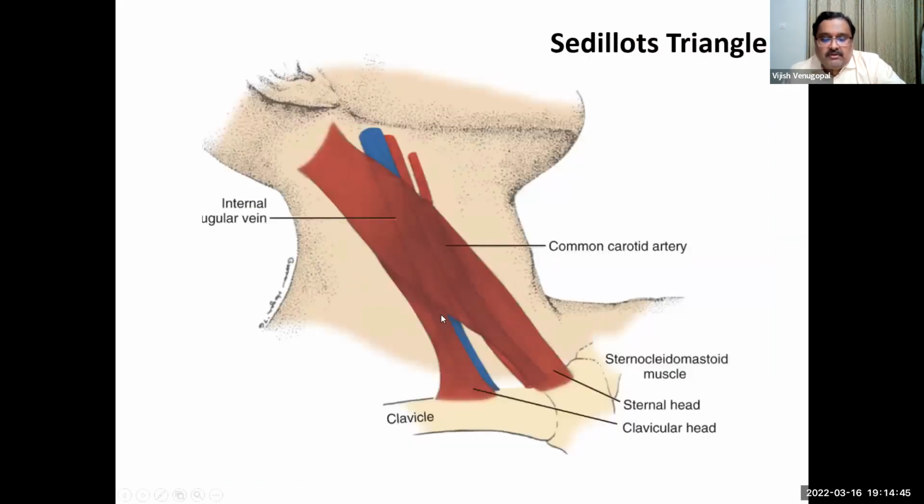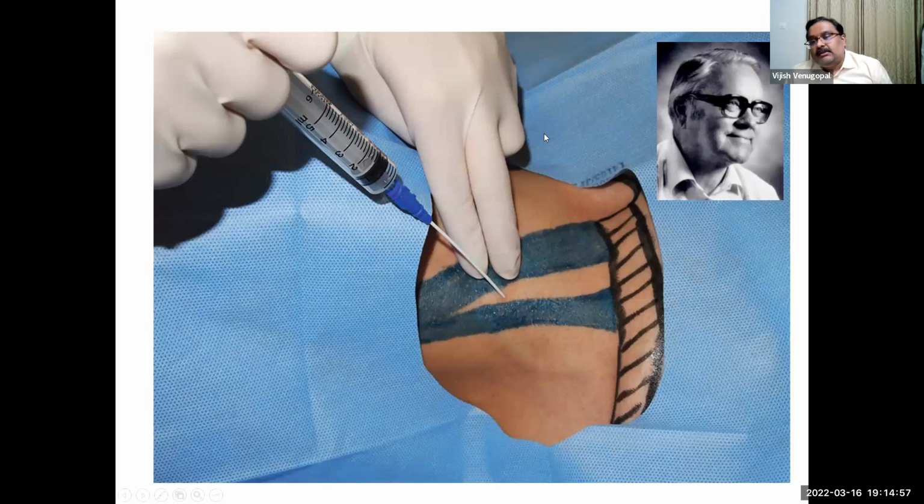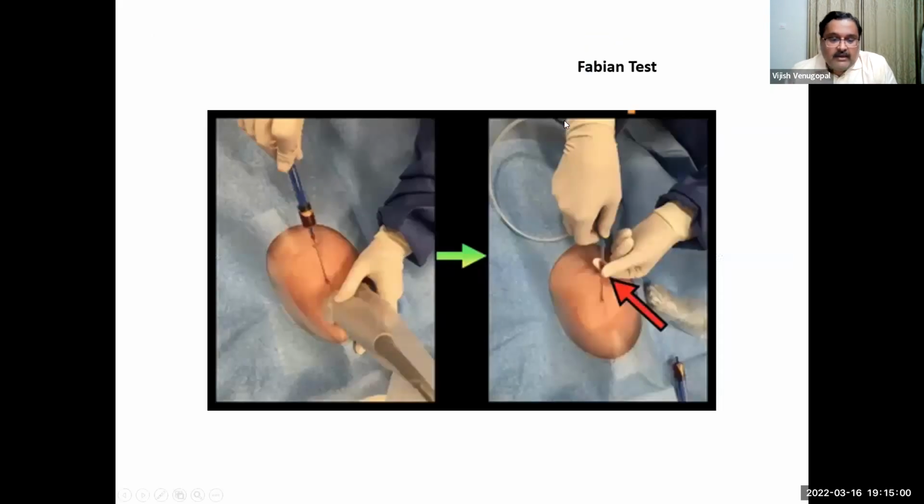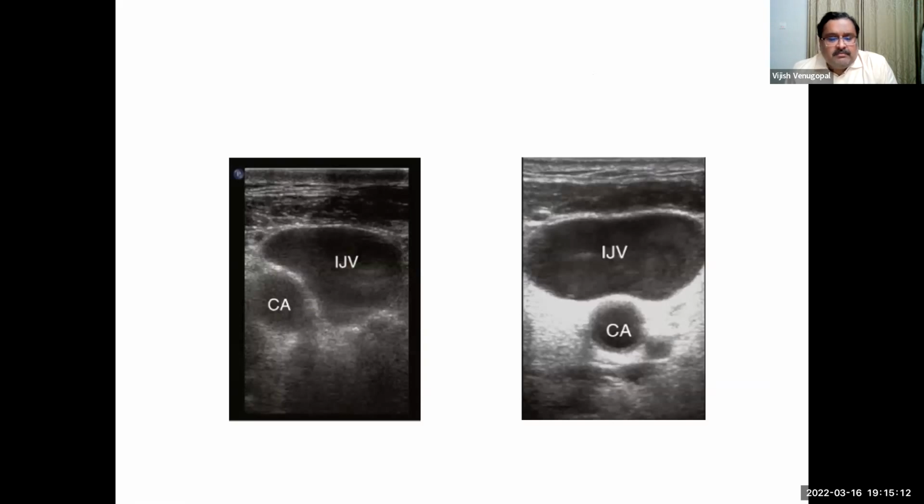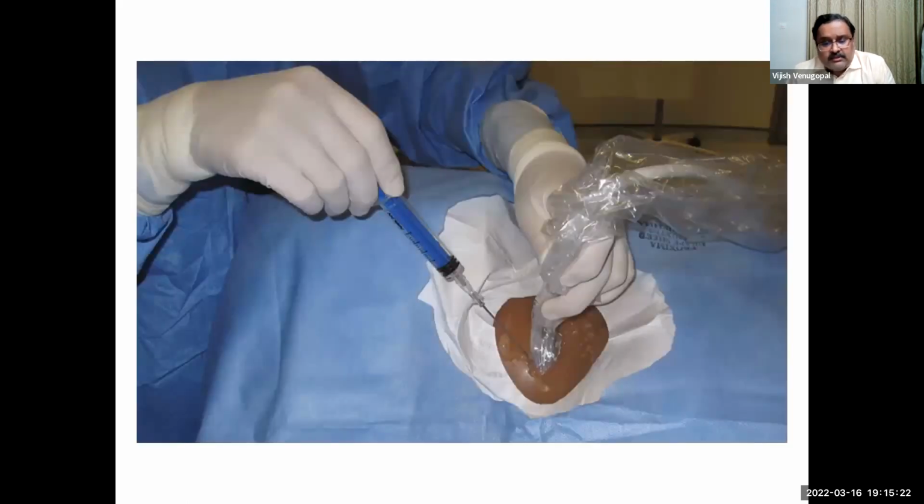The most common site that we all use is the internal jugular vein, and it is the Sedillot's triangle, which is the landmark for putting in a central venous line into the IJV. And we use the Seldinger technique. It can be done either by the ultrasound probe or by palpatory method. And if you're not using an ultrasound probe, you have to do a Fabian test. It's advisable to use the ultrasound probe because of the anatomical variations, as you can see in this picture here. So that's the way of putting in an ultrasound mediated IJV.